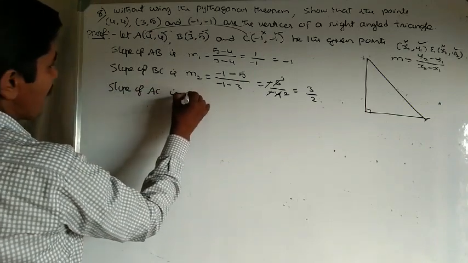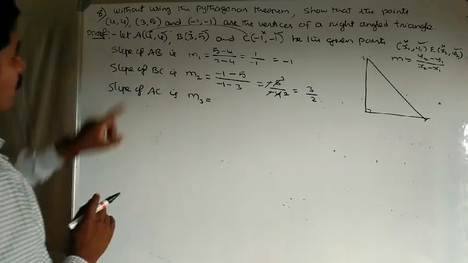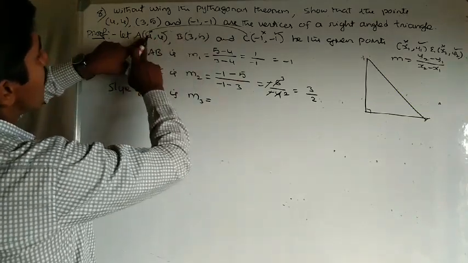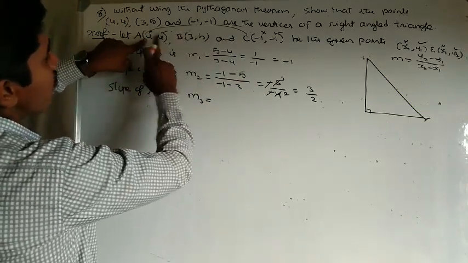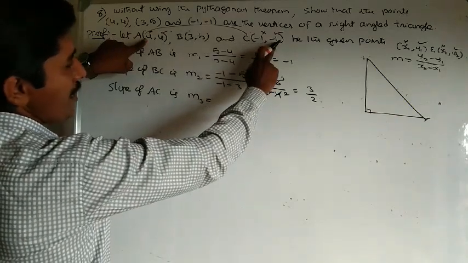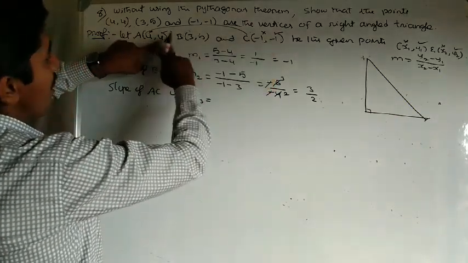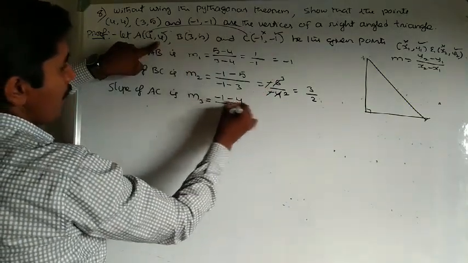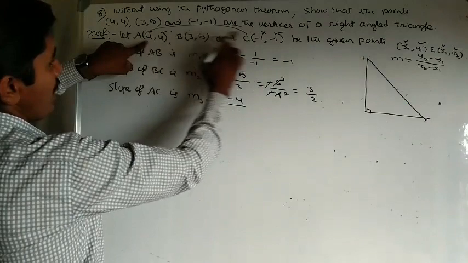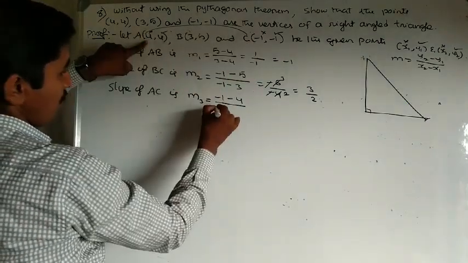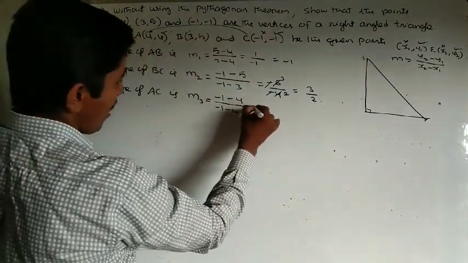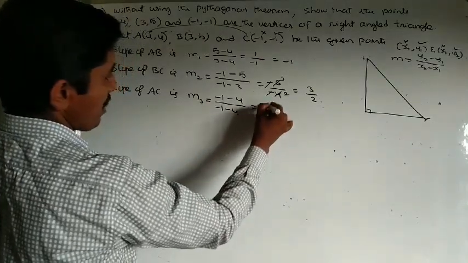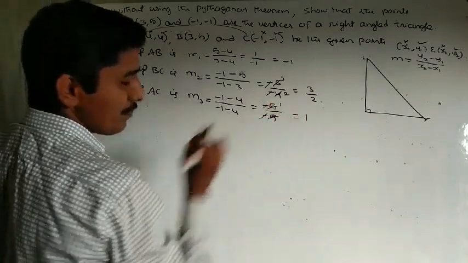Slope of AC is denoted M3. Slope of AC: the point A has x coordinate 4, y coordinate 4. The point C has x coordinate -1, y coordinate -1. So the slope is y coordinate minus y coordinate, -1 minus 4, divided by x coordinate minus x coordinate, -1 minus 4. That is -5 divided by -5, the 5s cancel, and we get 1.